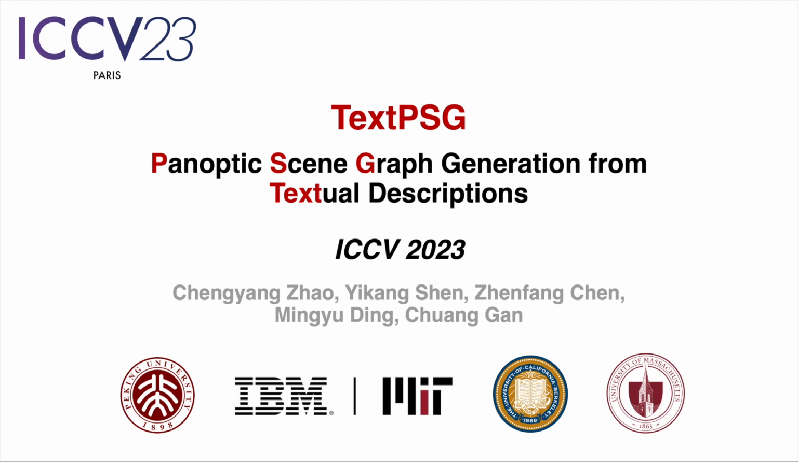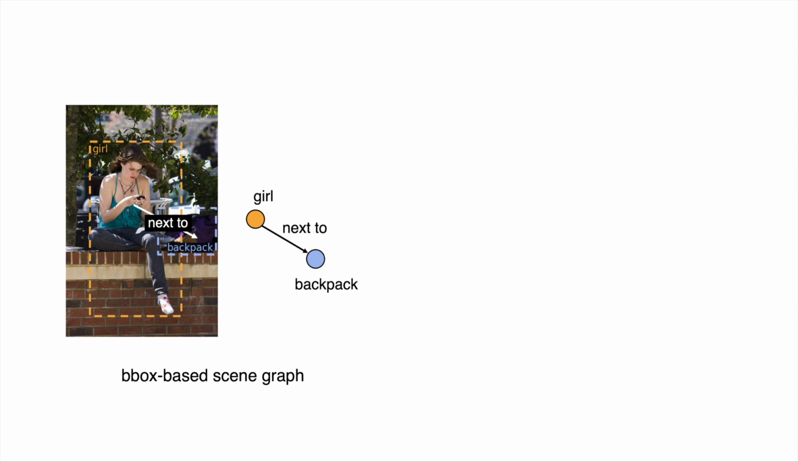In this video, we present our ICCV 23 paper, TextPSG, Panoptic Scene Graph Generation from Textual Descriptions. A scene graph is a directed graph-based abstract representation of the objects and their relations within a scene. Typically, in a scene graph, each node denotes an object located by a bounding box with a semantic label, and each directed edge denotes the relation between a pair of objects with a predicate label.